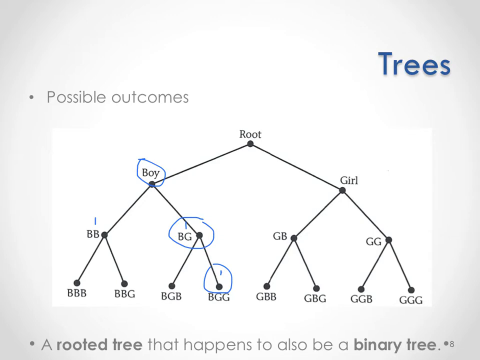And this tree has a few special names to it. It's a rooted tree because all of the lower nodes reach to the bottom. Notice we don't have anything going below this part right here. That's what makes it a rooted tree. It's also a binary tree because each one has two possibilities.